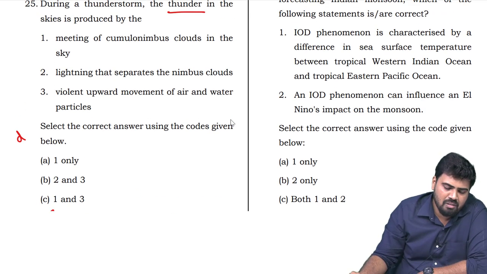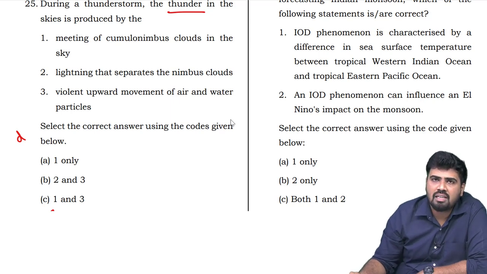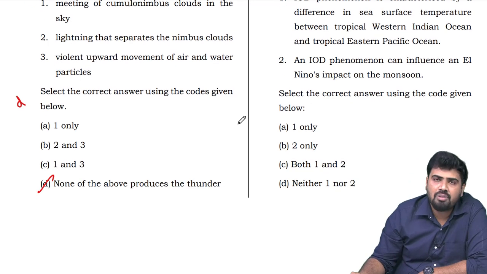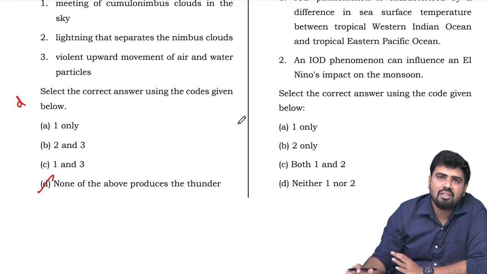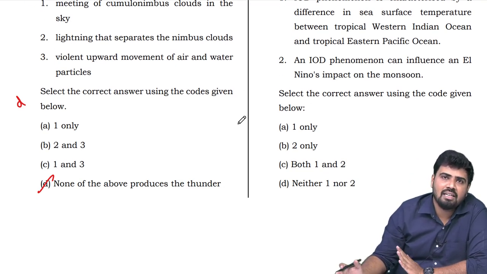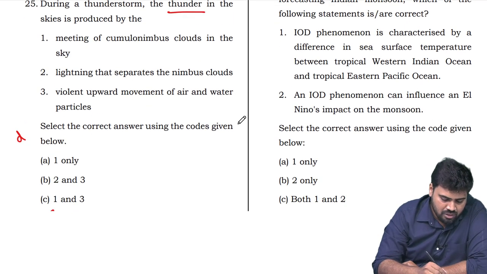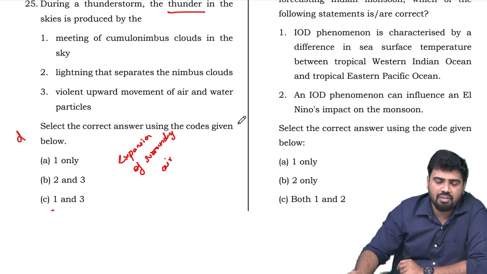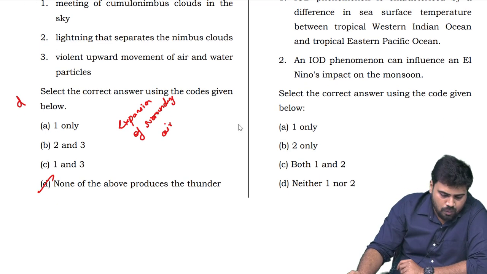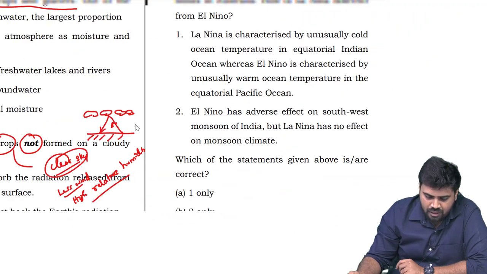It is initially believed that the meeting of cumulonimbus clouds in the sky is the reason for thunder, but it is not the exact fact. Due to lightning, due to the increase in temperature and pressure, the air molecules get expanded, which creates sound waves called thunder. So, that is the exact answer: expansion of the surrounding air molecules. So, 25, option D.